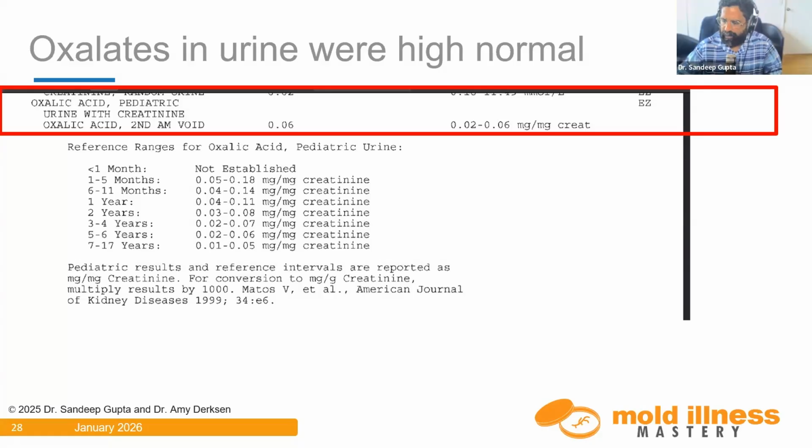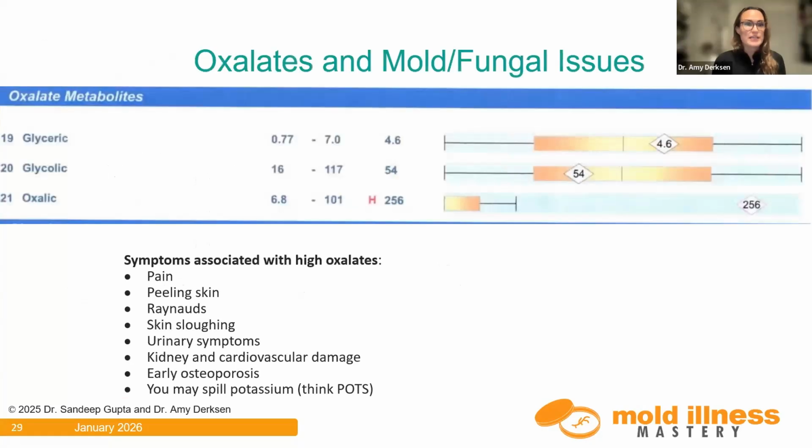Okay, let's go to the next. Sometimes it'll come back crazy high. This was the OAT test, and here you can see it. The oxalic acid is through the roof. So we know oxalates are there. Yeast and mold tend to make a lot of oxalates.